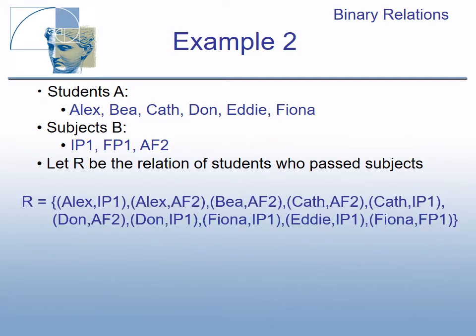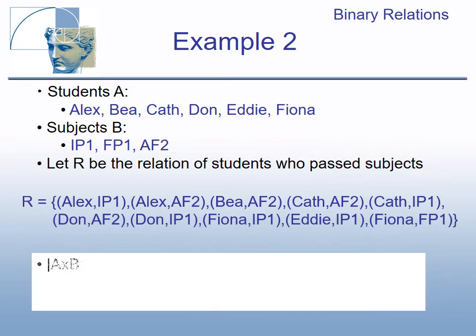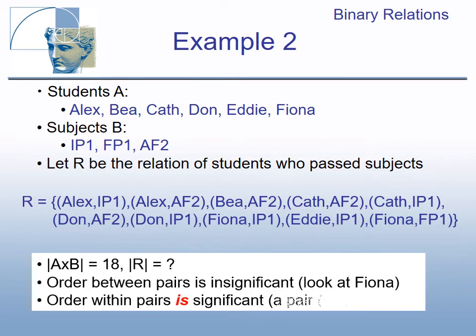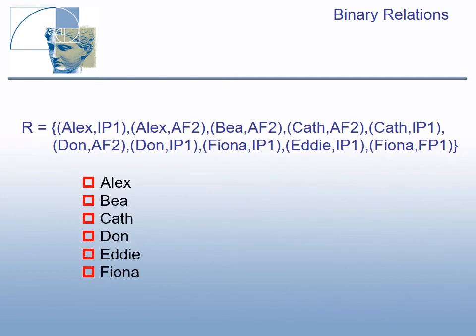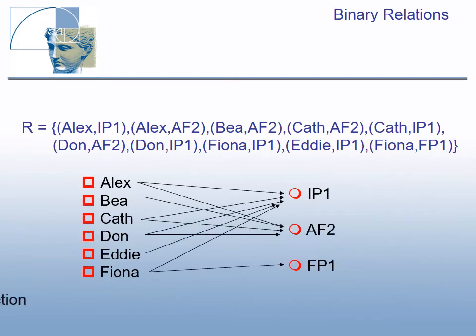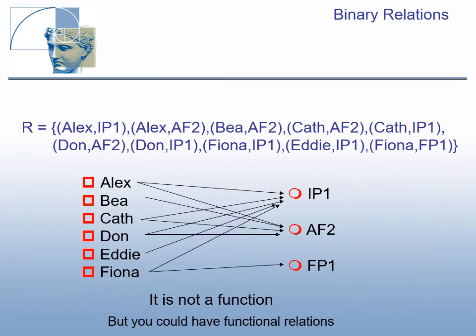And there is a question for you. If the cardinality of the Cartesian product is 18, can you calculate the cardinality of the relation R? Of course, the answer will be 10. Here is a bipartite directed graph for the relation R from the above-mentioned example. This is not a function because for each subject there are several values, but in general there are functional relations.